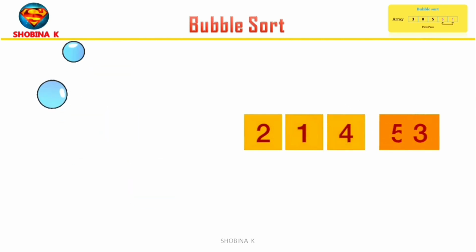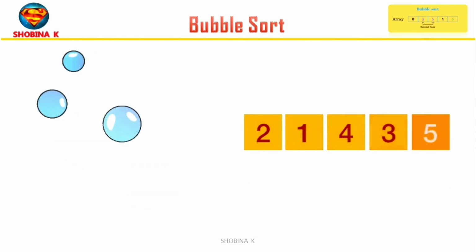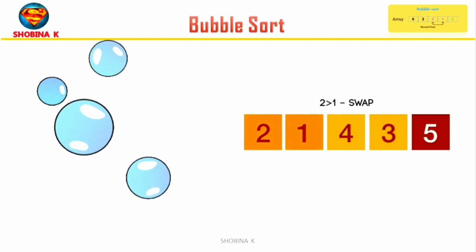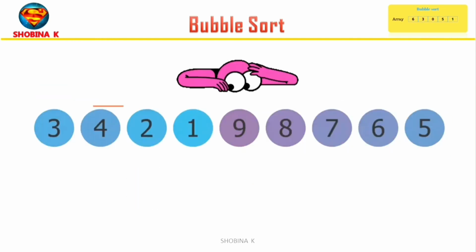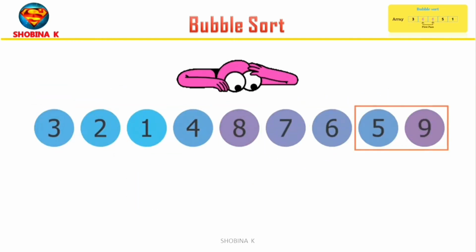So depending on the order of sorting, that is, if you want to sort in increasing order, then the larger elements will move toward the end. And if it's decreasing order, the smaller elements will move towards the end.